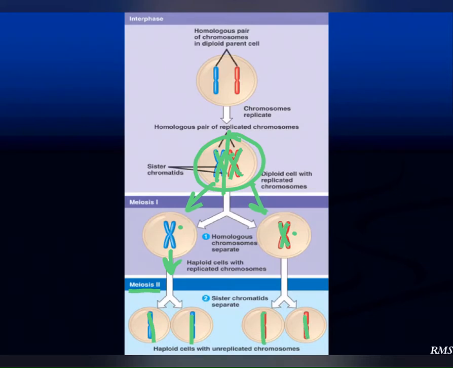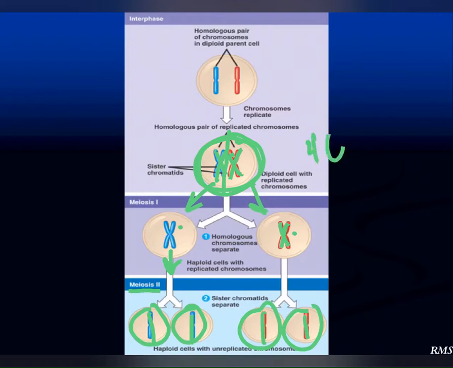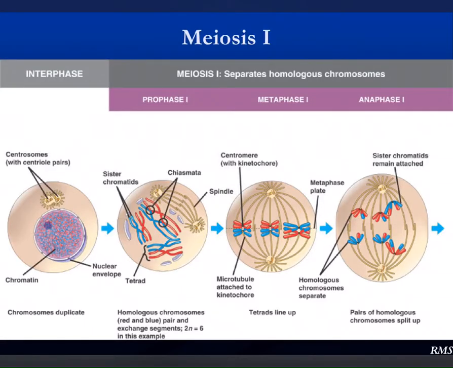So you started with a cell that's diploid with 2 chromosomes, and in the end you got 4 cells that are haploid, each with 1. For this case, if this was humans, it would go from 46 chromosomes to 23 chromosomes. So as I said, you don't have to know the individual steps, but I will highlight something here.